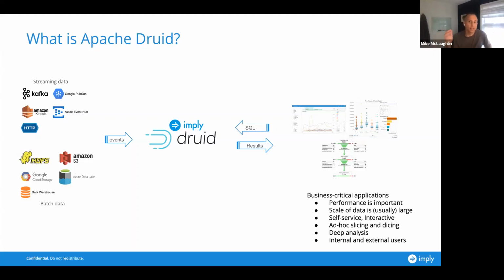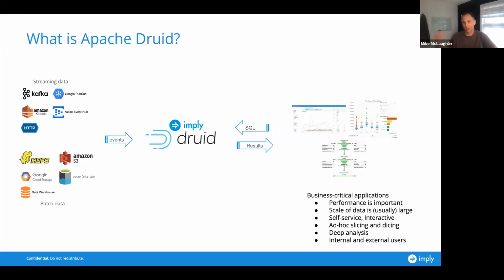On the other side, again, performance is usually important. Scale of data is usually quite large. There's a reason why you're coming to something like Druid. We'll talk about some more of those things that differentiate, but those top two are generally the ones that jump out most of the time when you hear about why someone is using Apache Druid. Self-service and interactive, ad hoc analytics is a pretty common theme now.